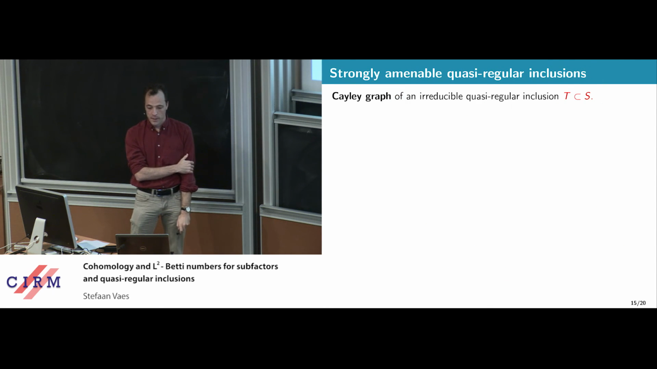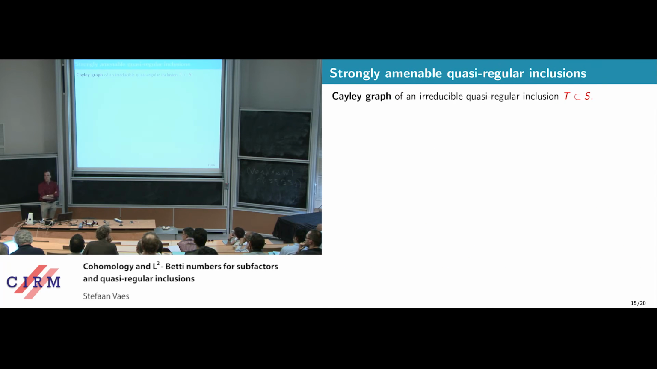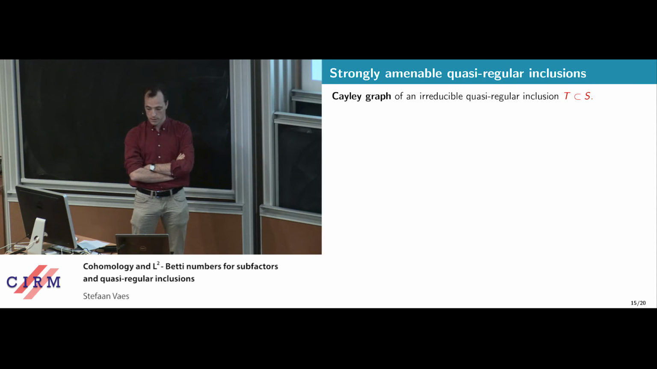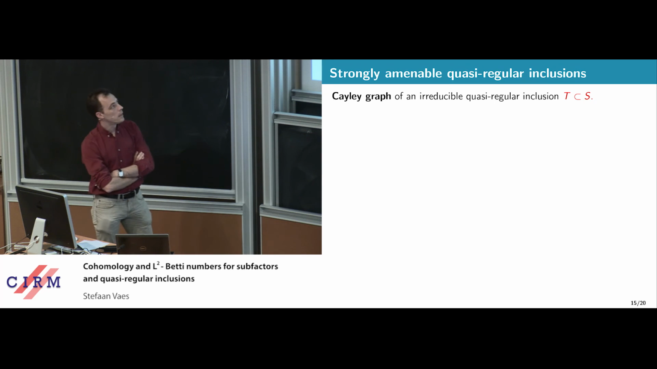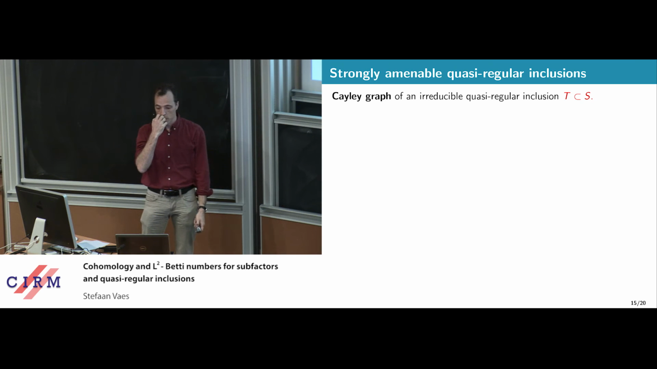Okay. So since we can now compute things, we can start to look at certain cases. For instance, look at amenable inclusions. So that was an important test case for us. If you have quasi-regular inclusions that happen to be amenable in the correct way that I will explain to you, then these Betti numbers should vanish. Otherwise, the theory would not be very well developed. Okay, so for that, I need a notion of strong amenability for quasi-regular inclusions.